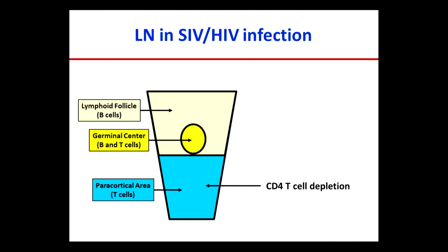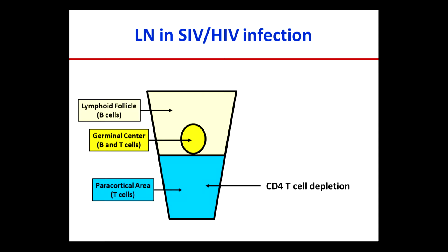So as you heard, and as you all know, with HIV infection, you get loss of CD4 T cells. But in the lymph node, what I'm going to tell you is that most of that loss is actually loss of CD4 T cells from the T cell zone. And in fact, what you get is accumulation of CD4 T cells in germinal centers.